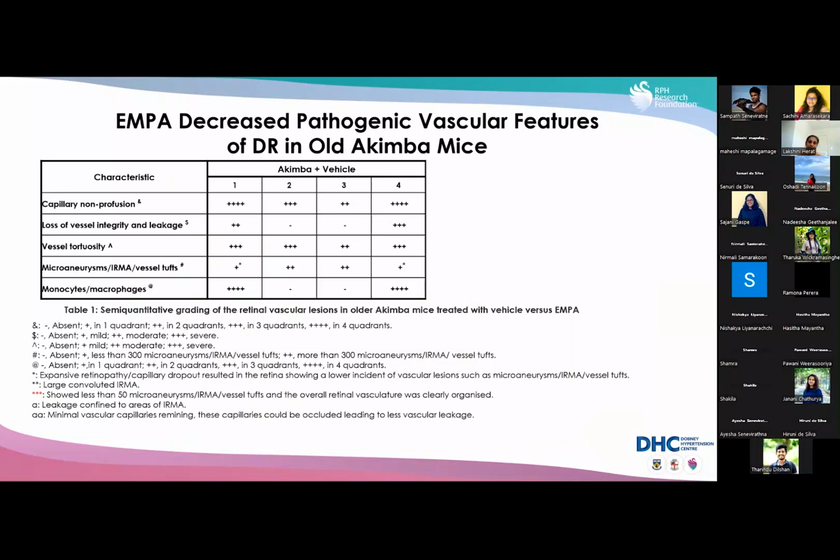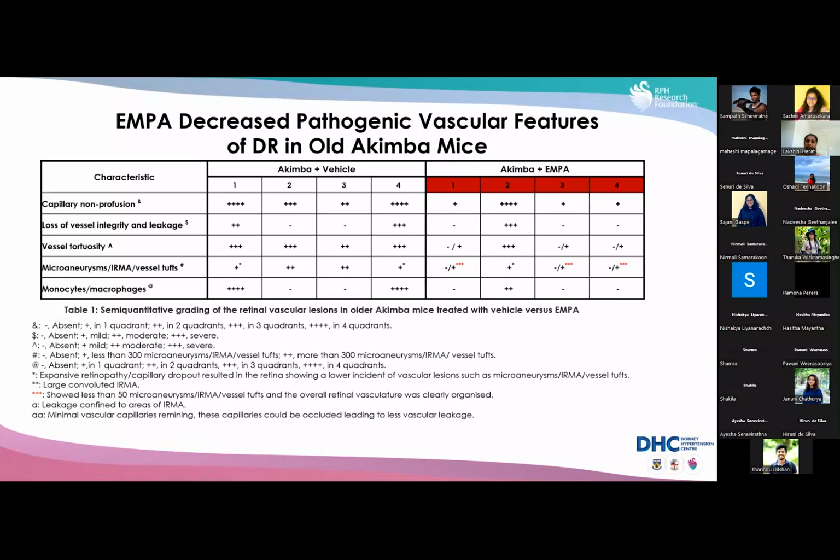As per the previous study, we did a very similar comparison of the retinal phenotype, looking at the semi-quantitative grading, as you can see here, in the older Akimba mice treated with vehicle. There are many plus marks indicating the increased disease severity in these animals. However, with the treatment of EMPA, this was significantly improved, indicating that the SGLT2 inhibitor EMPA decreased the progression of diabetic retinopathy in the Akimba mouse model.